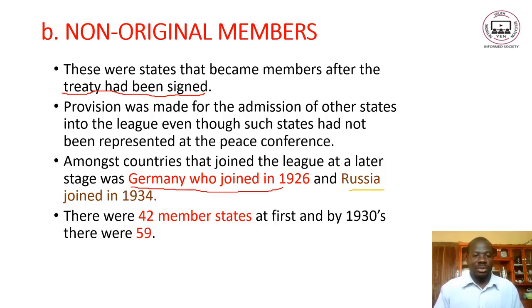Russia also joined in 1934, while Germany joined in 1926. So it had 42 members at first, and by the 1930s, the membership grew up to 59. So there are 59 members in the early 30s.